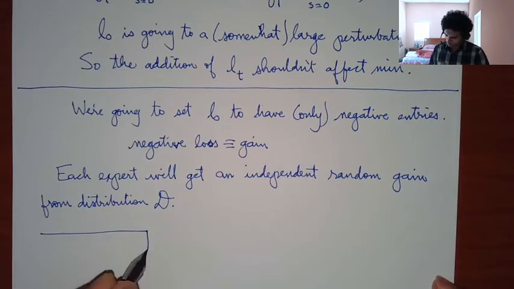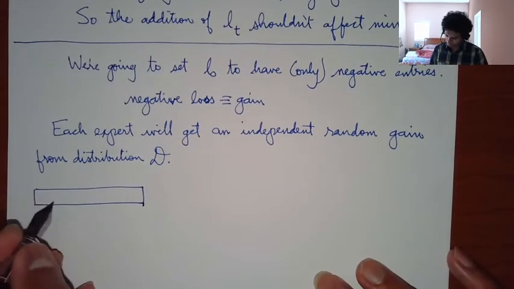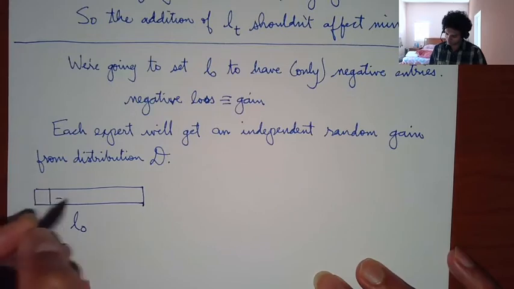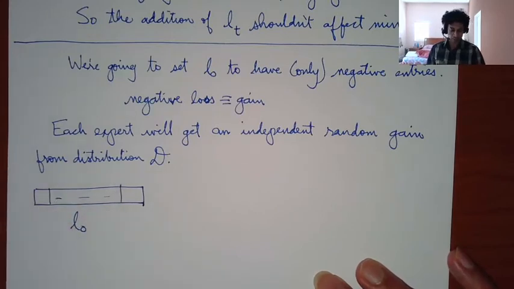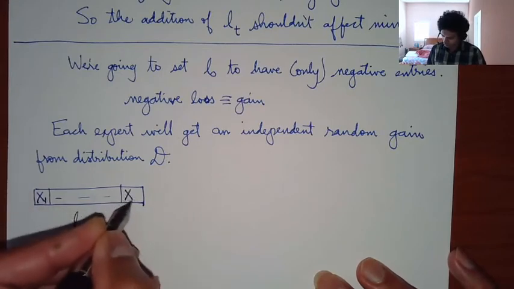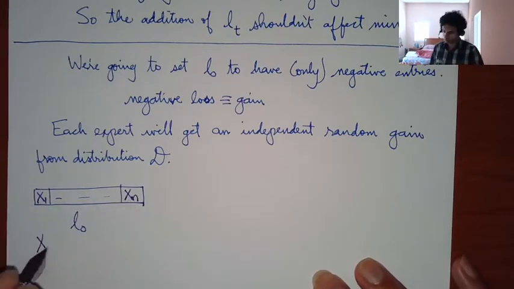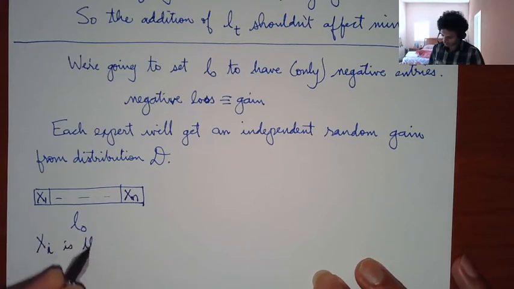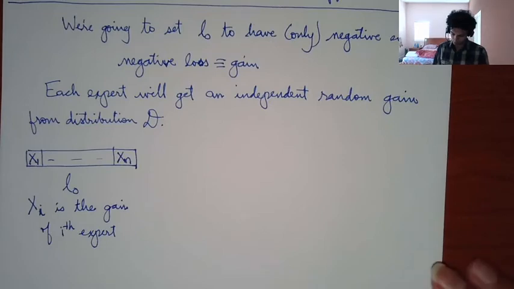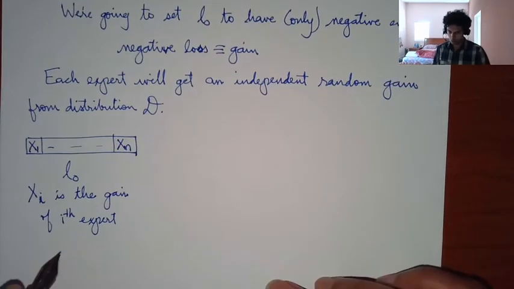So let me just sort of write this out in what's happening. And I'm going to refer, so this is L0, which was random. Right? And these are these random entries over here. And for convenience, I'm just going to denote these as x1 to xn. So xi is the gain of the ith expert, which is randomly chosen.